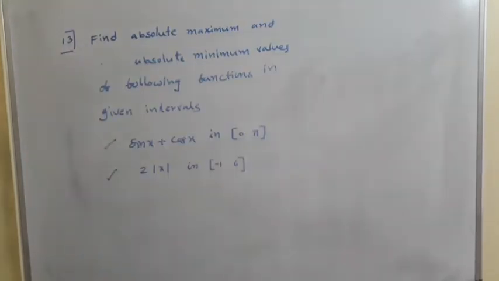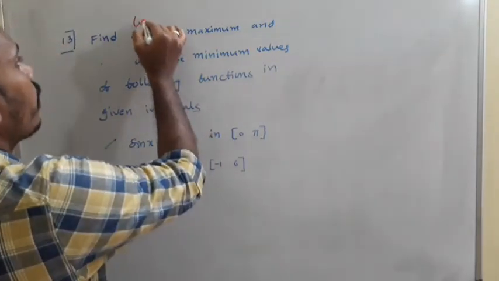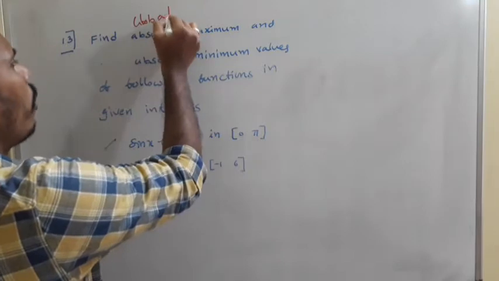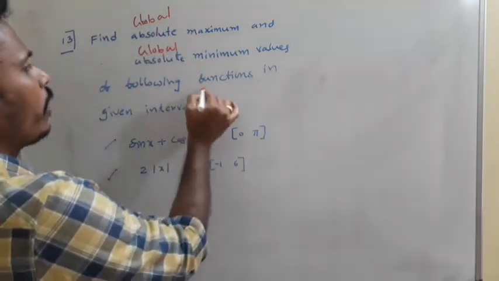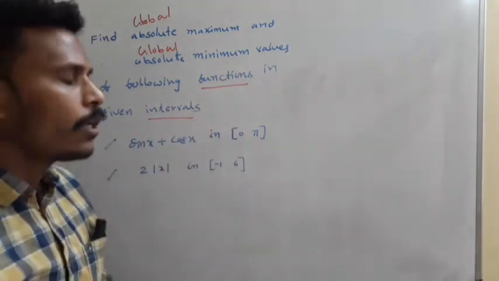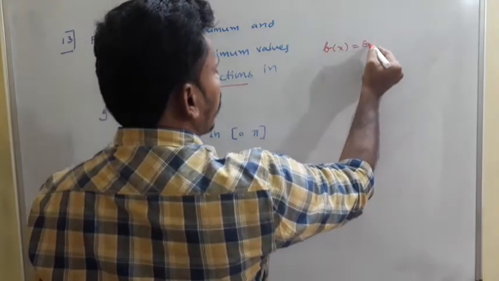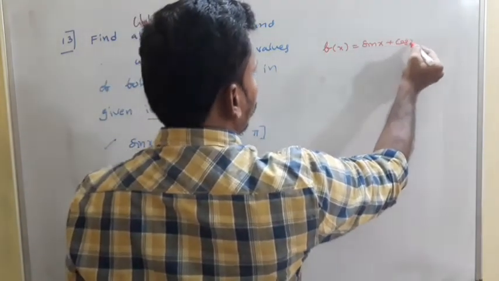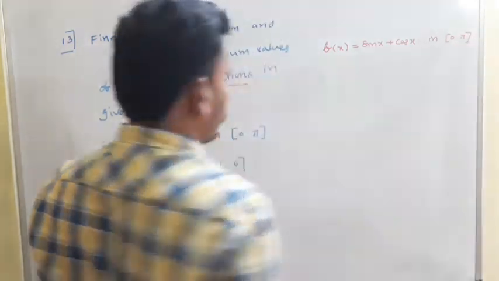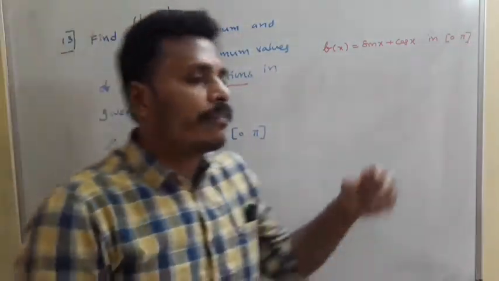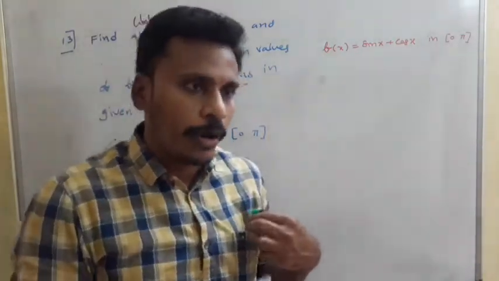So we need to find out absolute maximum and absolute minimum. As I mentioned, absolute maximum is simply nothing but global maximum, and absolute minimum is simply nothing but global minimum, for the given functions in the given intervals. So the first thing is f of x is equal to sin x plus cos x, and as they mentioned, the given interval is 0 to pi. So in that interval we need to identify local maxima or local minimum points first of all.